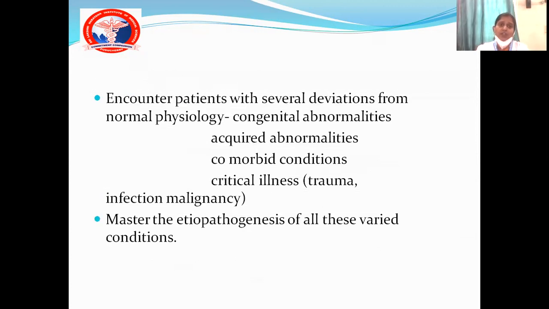Anesthesiologists also encounter patients with several deviations from normal physiology. Not all patients who come to the theatre have a normal physiology. They might have some congenital abnormality. For example, you might have a patient who has Down syndrome. So for the management of these patients with congenital abnormalities, like congenital heart disease, we need to understand the implications of these congenital abnormalities and their effect in the perioperative outcome.